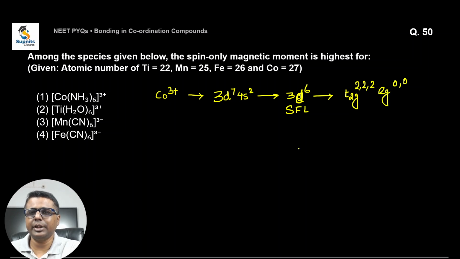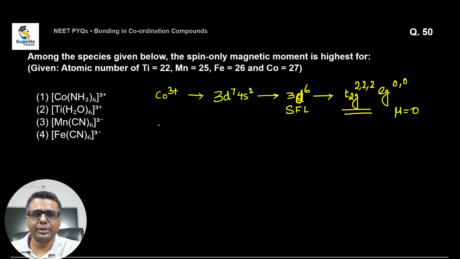right? Because in case of a strong field ligand, first the t2g orbitals are going to get filled up and then the eg orbitals are going to get filled up. So here it is pretty clear to us that this has got filled up, and here we can see that the number of unpaired electrons is 0. So here the magnetic moment will be 0.